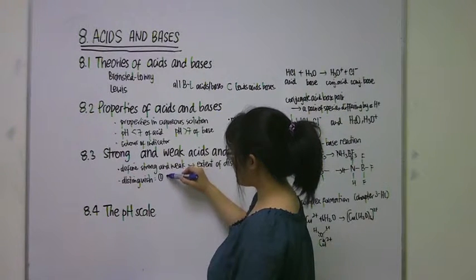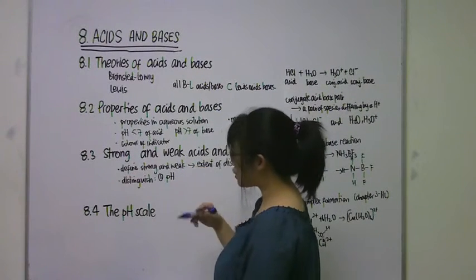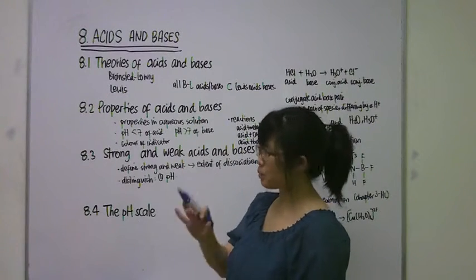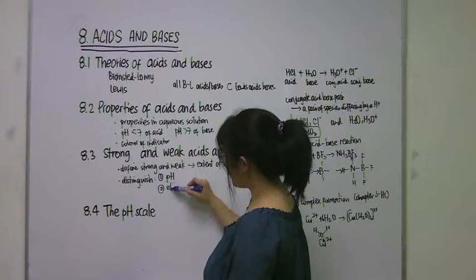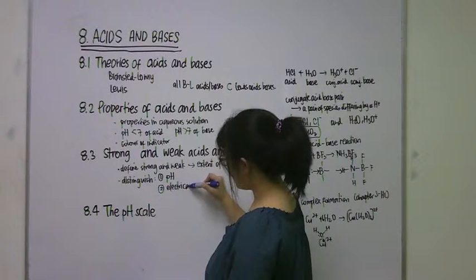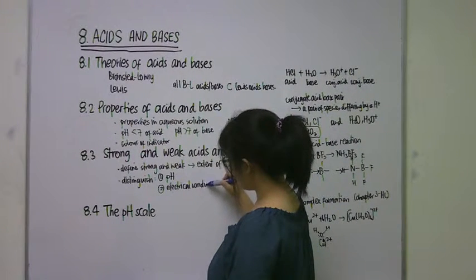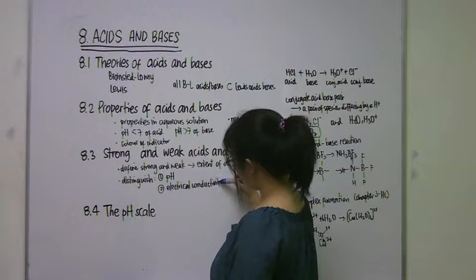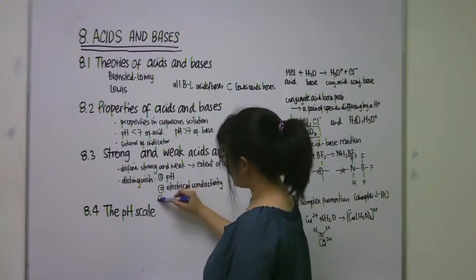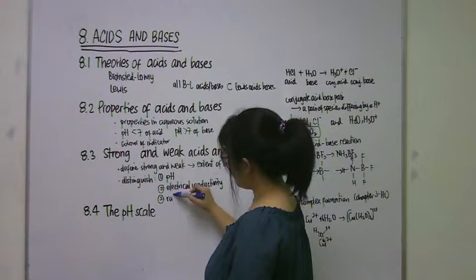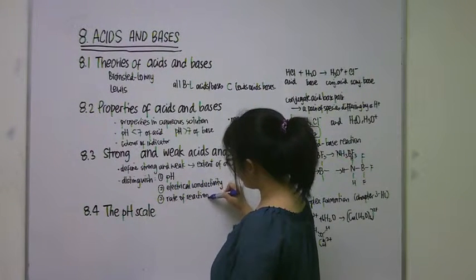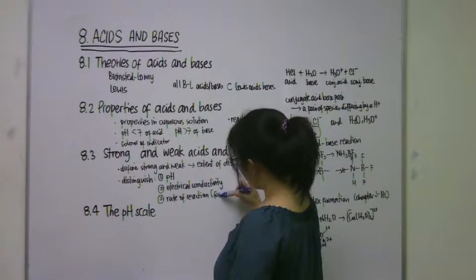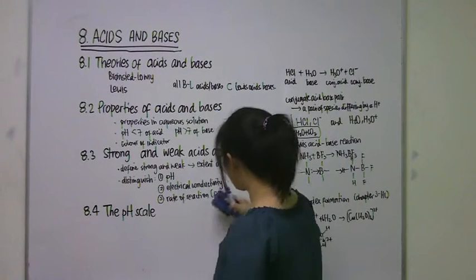If they are of the same concentration, they'll have differences in three things that students need to know. One is the pH. Of course, a weak acid will have a higher pH than a strong acid. Second is electrical conductivity. And third is rate of reaction. This rate of reaction can be followed by the rate of formation of gas.